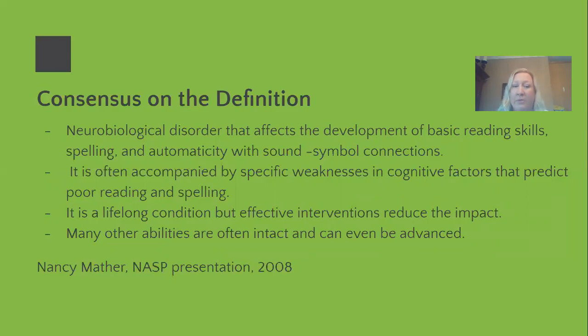It is often accompanied by specific weaknesses in cognitive factors that predict poor reading and spelling. Those would be things like rapid automatic naming, phonological processing, processing speed perhaps. It is a lifelong condition, but effective interventions can hugely reduce or change the impact. So while it's lifelong, we know that we have a lot of power to change the course of reading development for kids with these difficulties, and that many other abilities are often intact and can even be advanced.